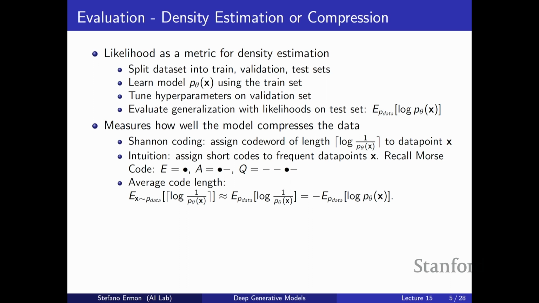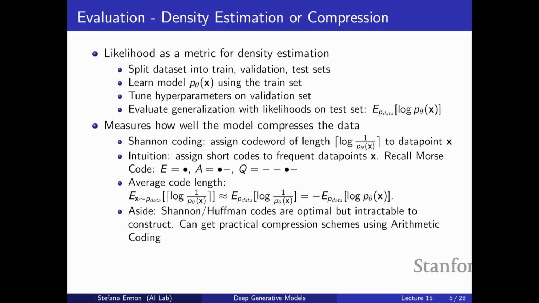And to see that, it's pretty clear that if the length of the code that you assign to a data point X is very close to the log of 1 over P, then you can see that the average code length that you get is going to be this quantity, which, if you get rid of the fact that the lengths have to be integers, is roughly equal to the negative log likelihood. And so if you try to maximize the likelihood, you're minimizing the average length of the code that you get, so you maximize the compression that you can achieve.